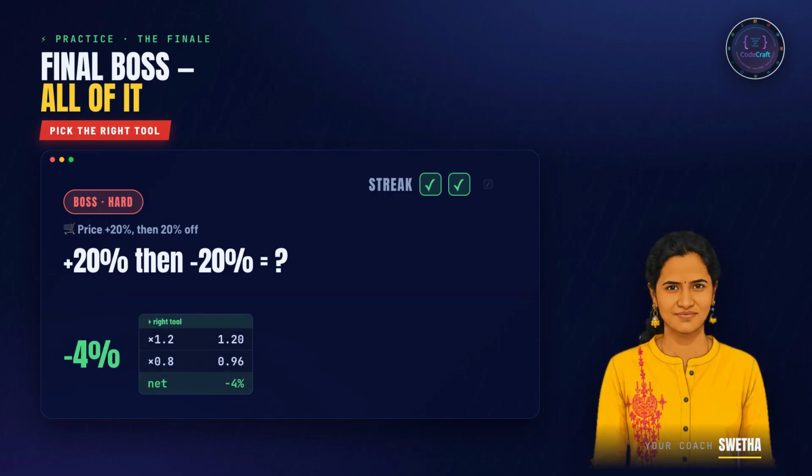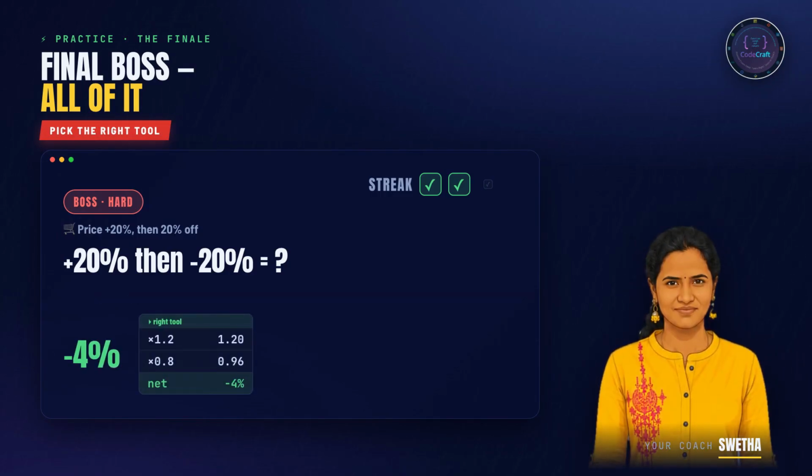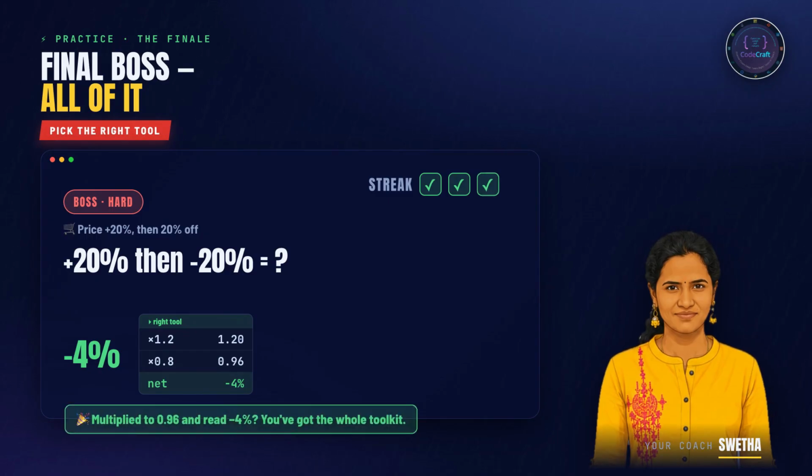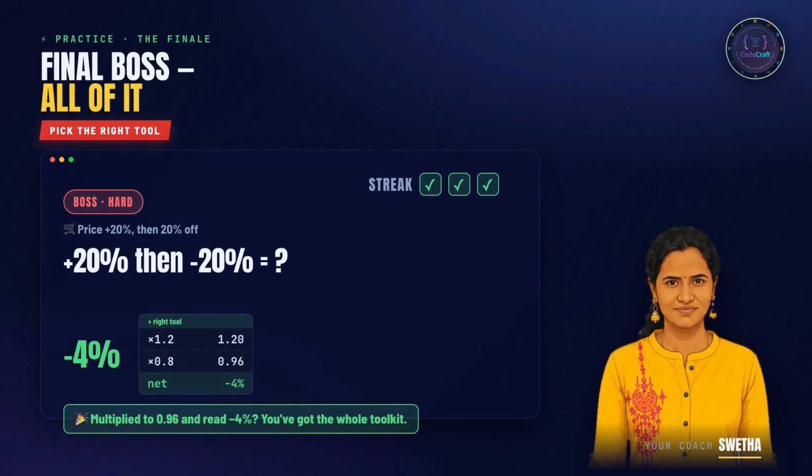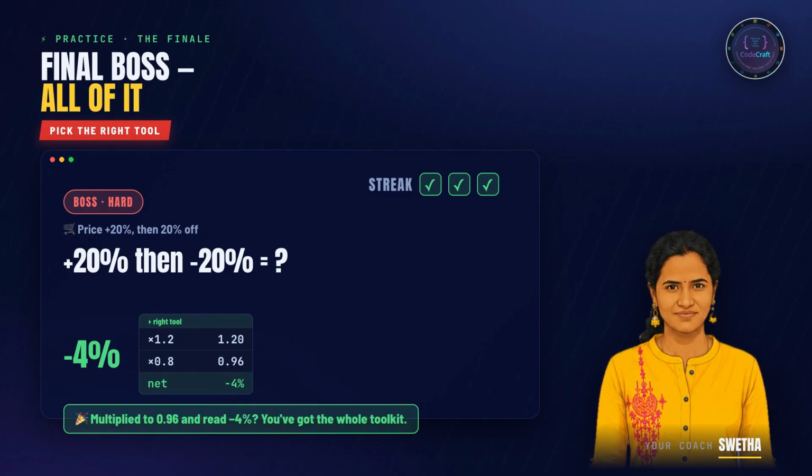Up 20% is times 1.2, down 20% is times 0.8. Multiply 1.2 times 0.8 is 0.96. That's 4% below where you started, a 4% loss, not 0. If you multiplied the factors and read minus 4%, you've got the entire toolkit.